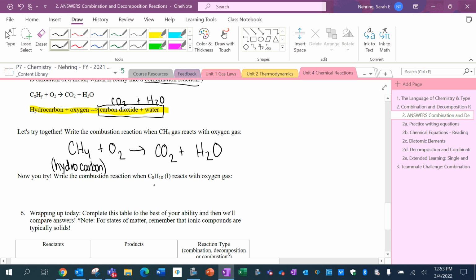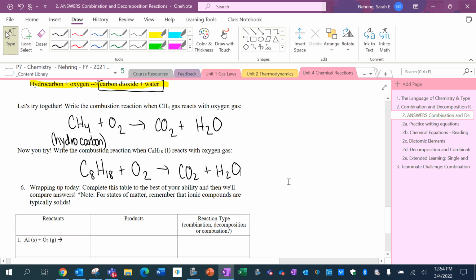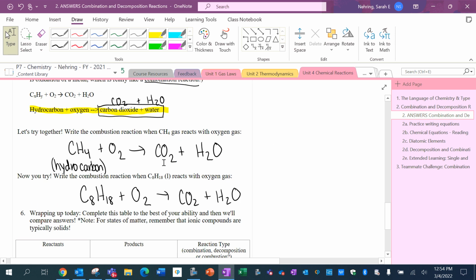So let's try another one. This is octane. This would be like what's happening in the engine of your car. So octane plus oxygen makes CO2 and H2O. Really, combustion reactions are the easiest ones to predict the products for because the products are always going to be the same no matter what.